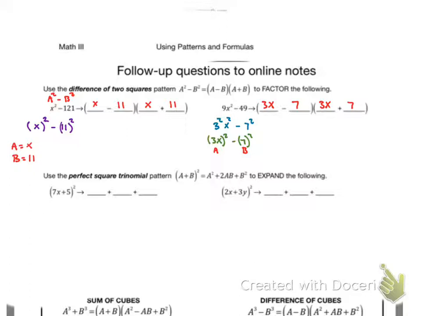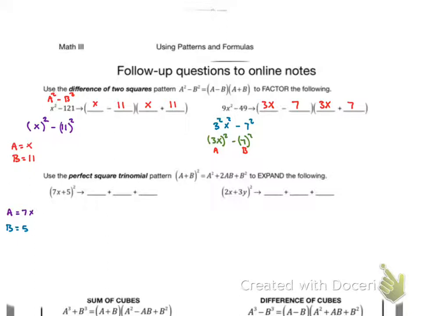So let's look at 7x plus 5. We're looking to get this to (a plus b) squared. These are both already given as a plus b squared. So the first thing we want to do is identify what a is. If you look at this, a is going to be 7x, and b is going to equal 5. So let's start plugging in here.